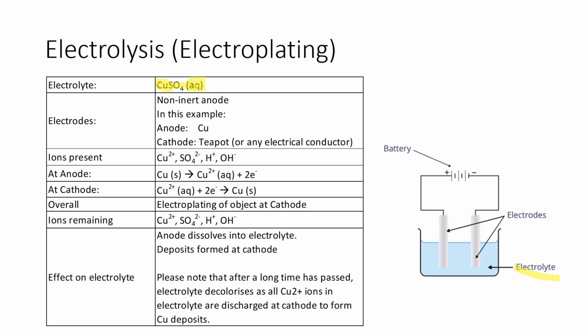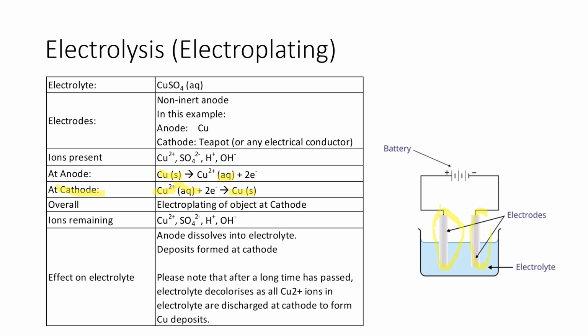Next, we'll write the equation at the anode. The equation at the anode is basically the anode dissolving, and the equation at the cathode is basically coating. So the discharge of the ions from the aqueous solution into the solid, so you form deposits there. So this part dissolves, this one forms.